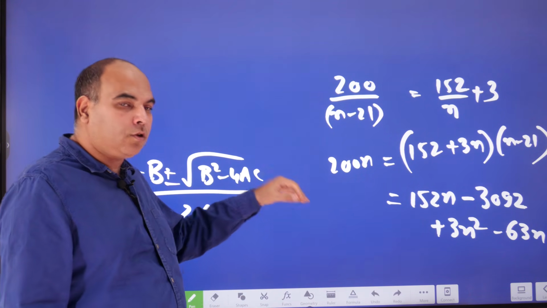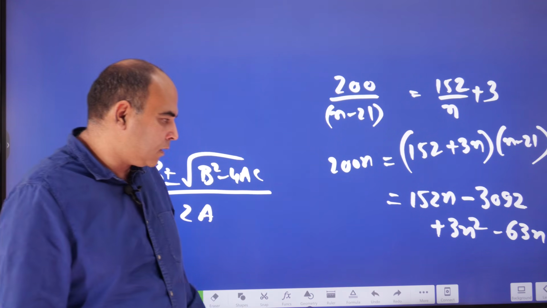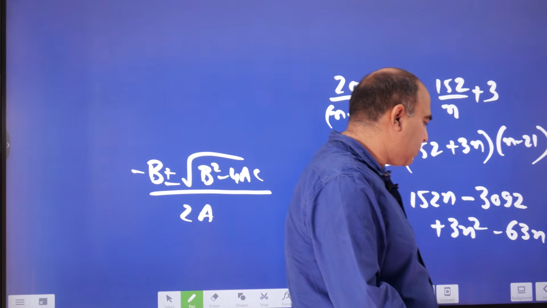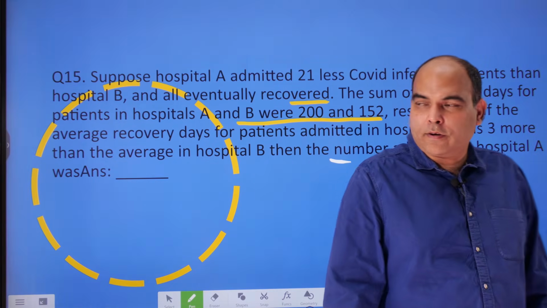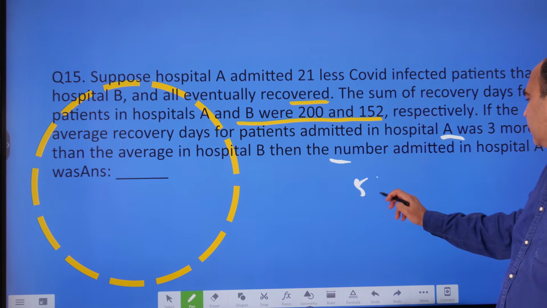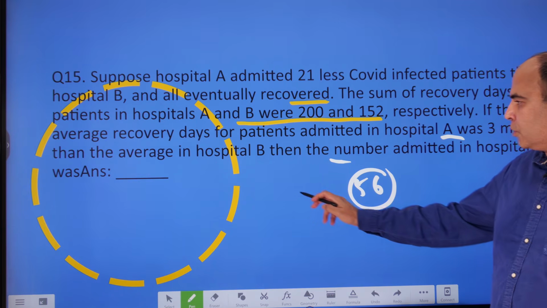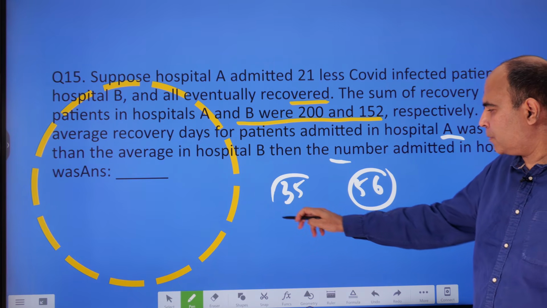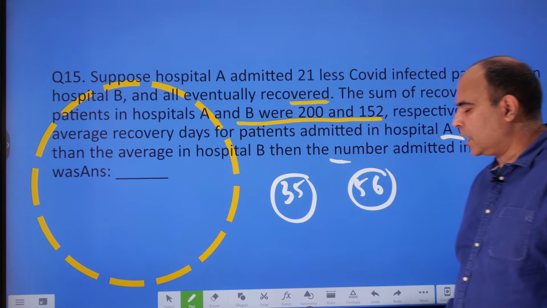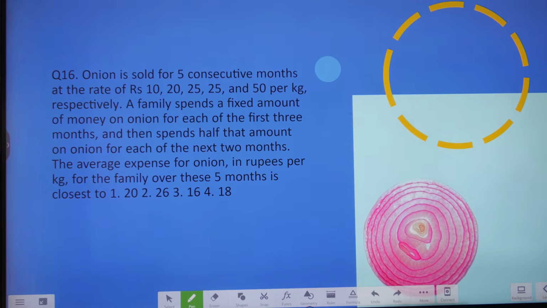So get the equation, solve the equation. If you solve it correctly, you end up getting a value of n as 56. Two values come out, 56 and minus 19. I'm not doing it here. आप उसको करके देख लो. और n 56 है. N is the number of patients admitted in hospital B. So 35 is the number of patients admitted in hospital A, because that was n minus 21. So that's the answer to this question, 35.